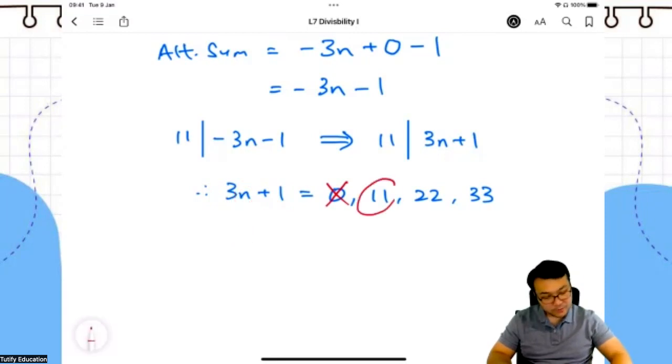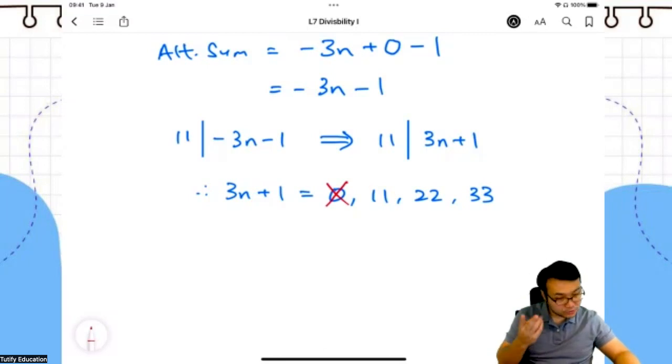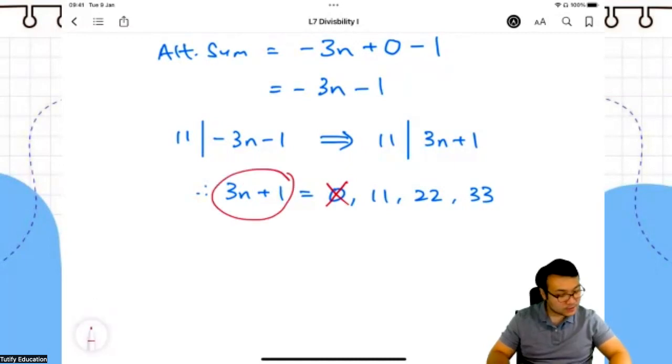Is it possible for it to be 11? 3n plus 1 equals to 11. Is it possible? So you say maybe n equals to 3? So if n equals to 3, then 3 times 3 is 9, right? 9 plus 1 is? 10. Is it possible to get 11 then, in this case?